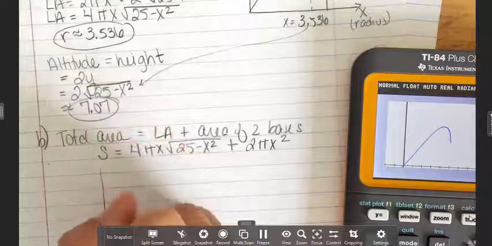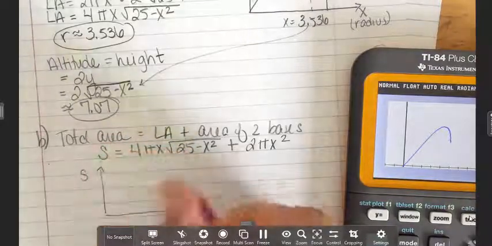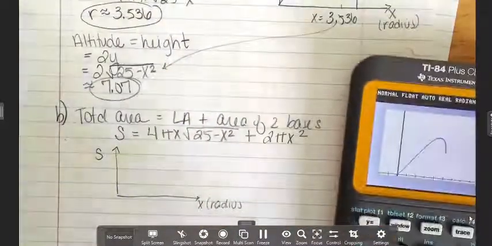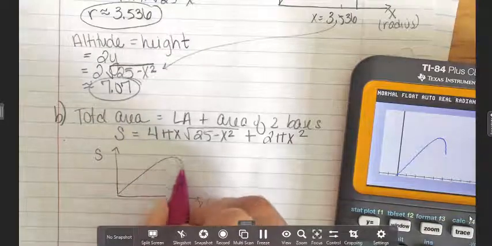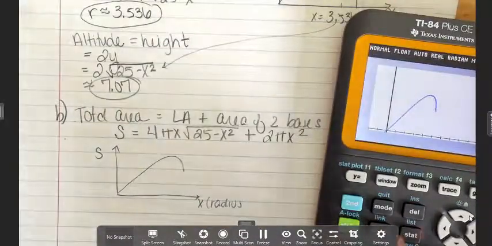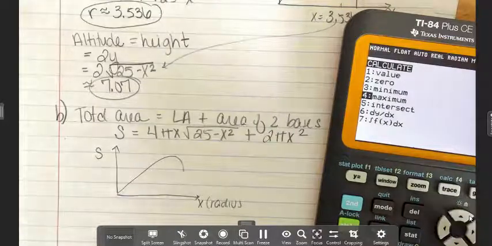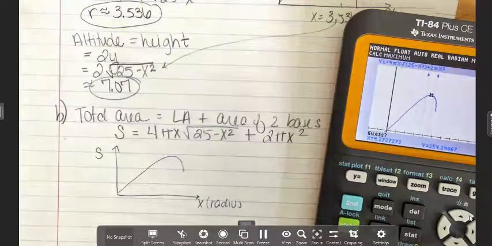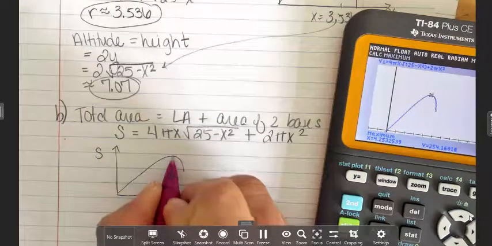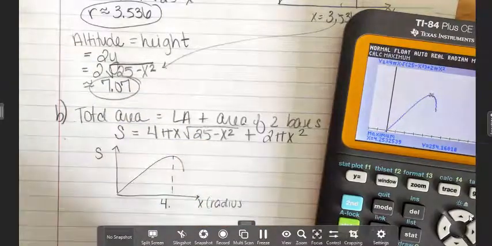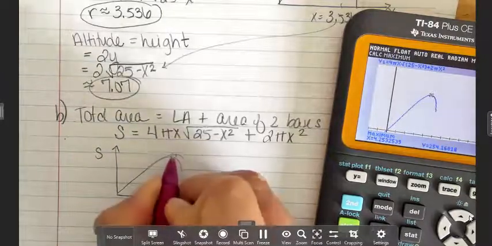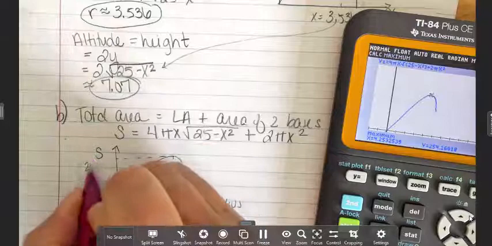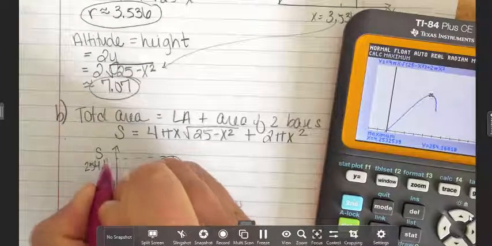I'll graph this so that we have an understanding. This is my surface area. This is my x, which is really my radius. And it looks something like this. Let's see if I can figure out where my maximum is. It appears to me that it's at about 4.253, and the maximum is actually 254.162.